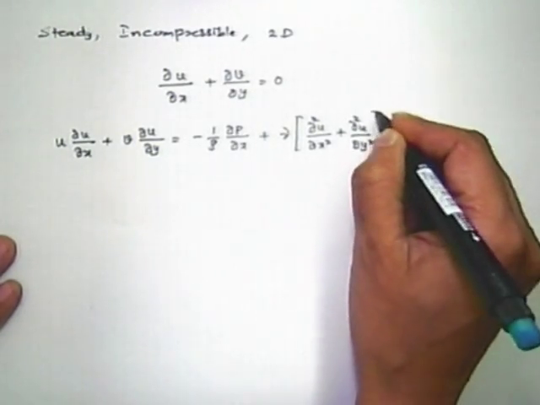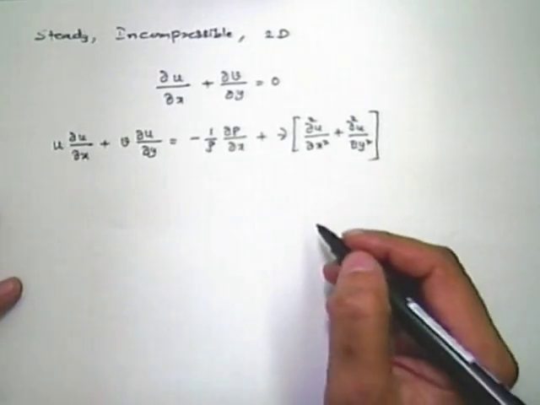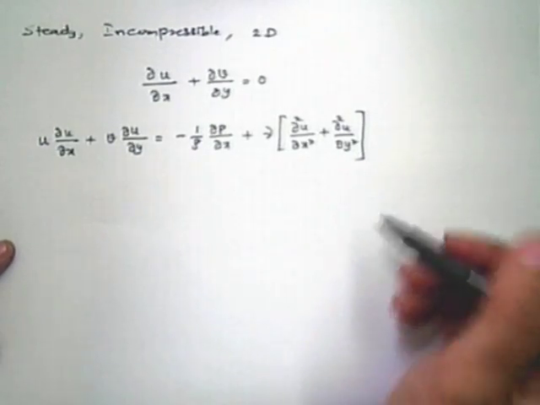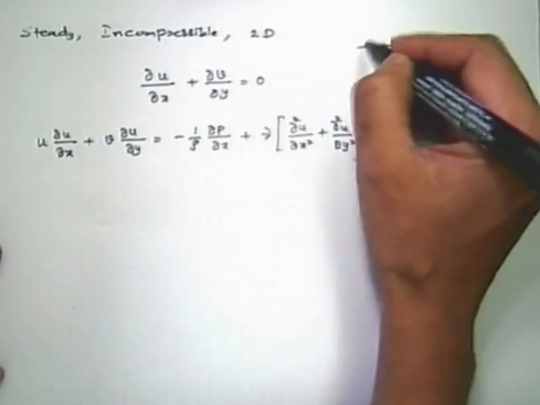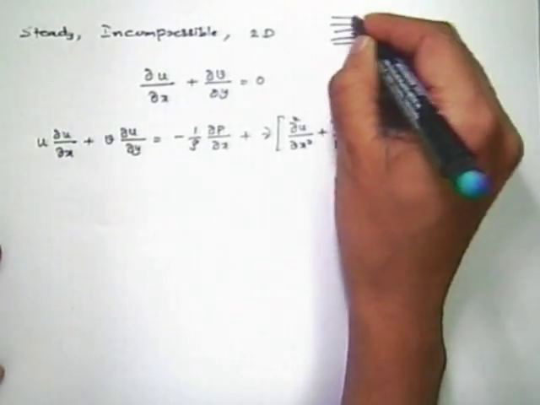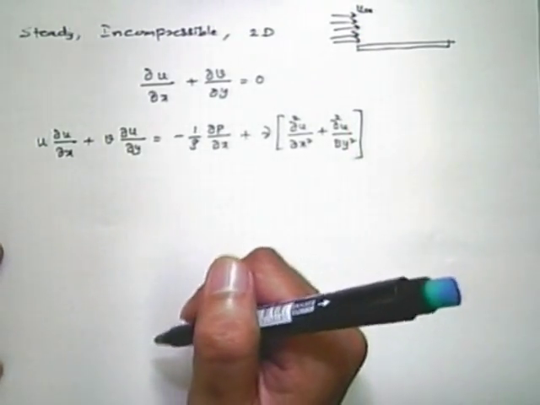Let us stop for a minute here. What is the scale of u? To what scale would u be? Let me take flow over a flat plate, which is having a velocity u infinity. What will be the scale of u?